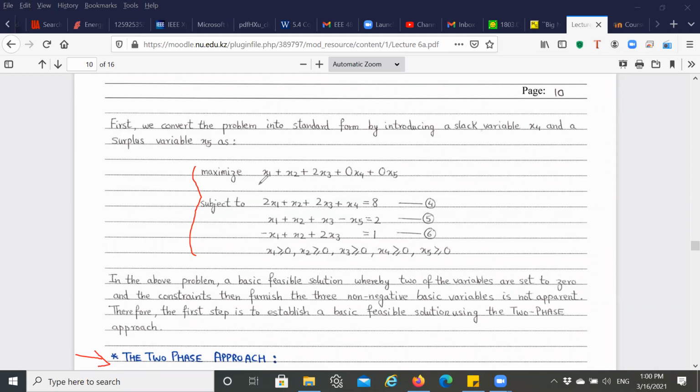So basically, the big M method or a penalty method is a method where we give a very, very large penalty, which is big M, to the auxiliary variables because we do not want them to have any impact on finding our solution.